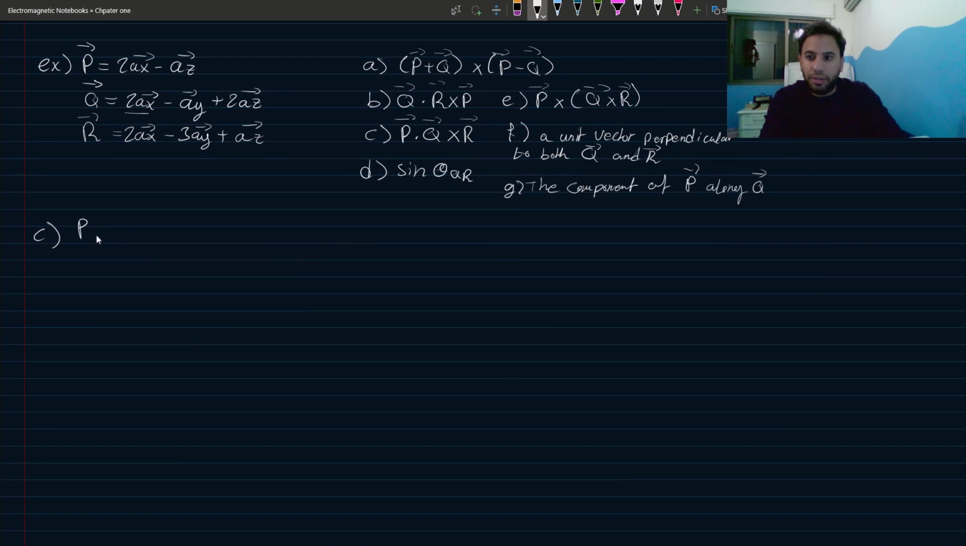C. They want us to find P dot Q cross R, which is again a triple scalar product. This question is just to prove the property that if you change the order for the triple scalar product, it will give you the same result. But I'm gonna use this to solve the last shortcut method and try to make you understand it better.